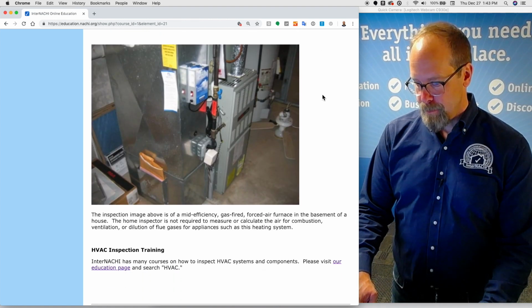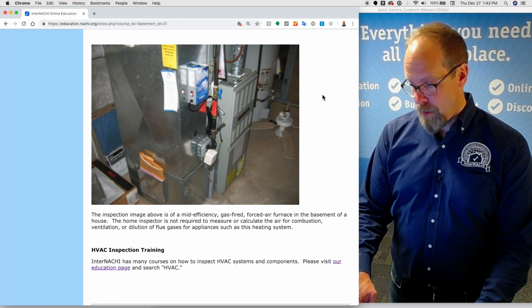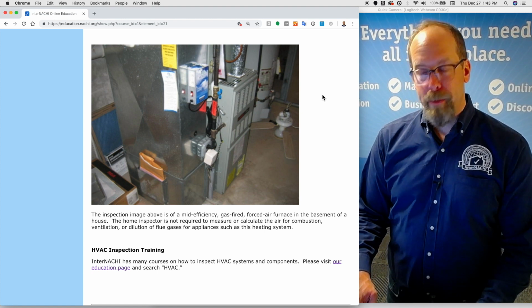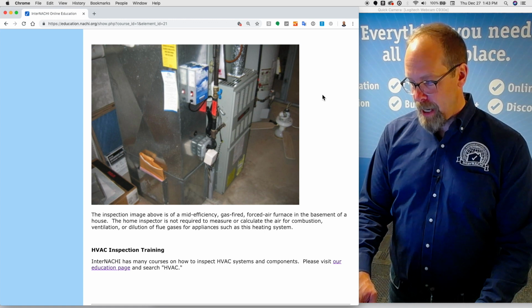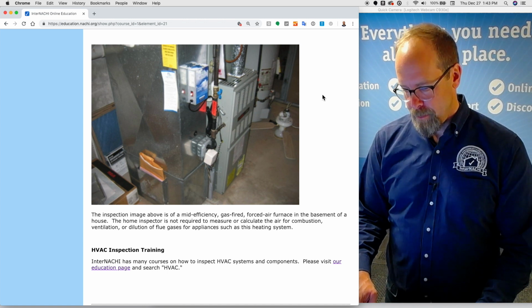The inspection image here is of a mid-efficiency gas-fired forced air furnace in the basement of a house. The home inspector is not required to measure or calculate the air for combustion, ventilation, or dilution of flue gases for appliances such as this heating system.